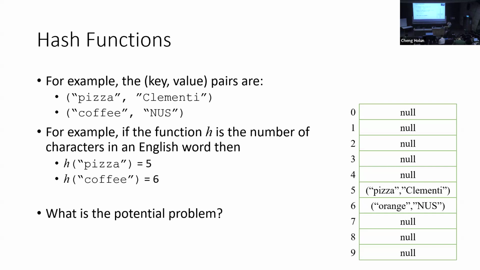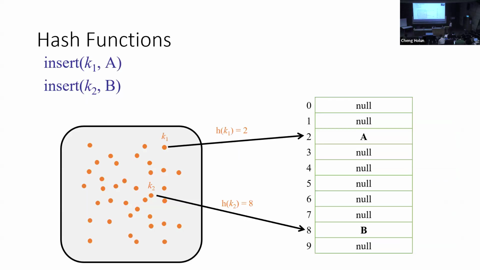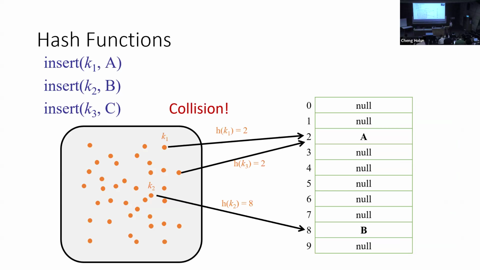What's the problem? What could be the problem? Yes, what if I want to put another word with the same number of letters? For example, I insert this and insert this. How about if two keys have the same hash value?